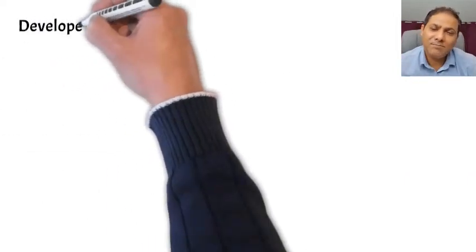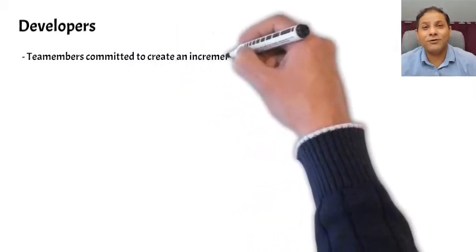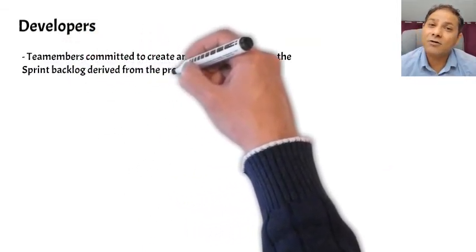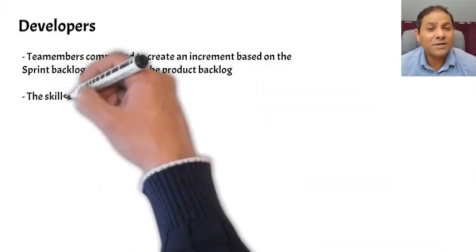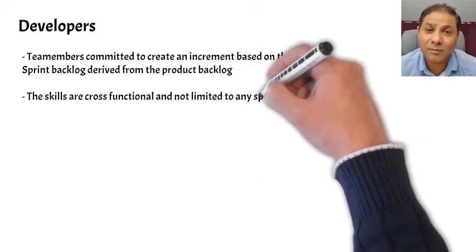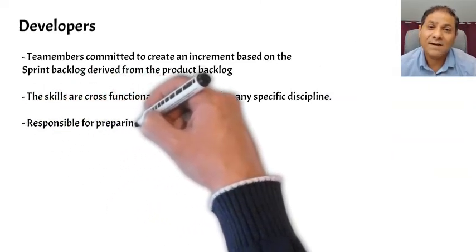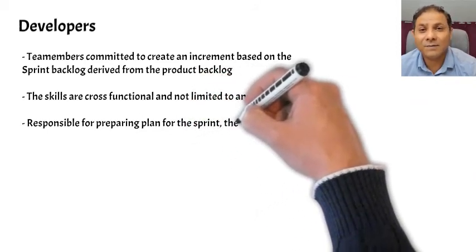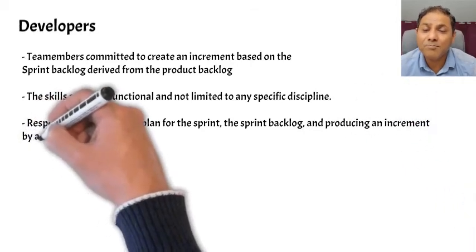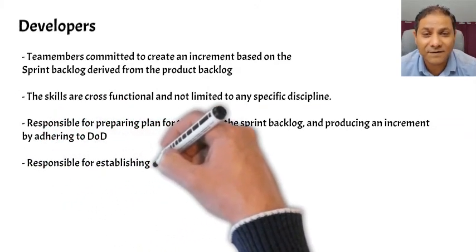Now, developers are the team members that are committed to create an increment based on the sprint backlog, which is further derived from the product backlog. The skills are cross-functional, means they are not limited to any specific discipline. They should be able to share the activities as and when required. For example, a developer should be able to share the test activities if the required efforts are more than the available efforts. Developers are responsible for creating an increment based on the sprint backlog, adhering to the definition of done. Here I would like to emphasize definition of done.